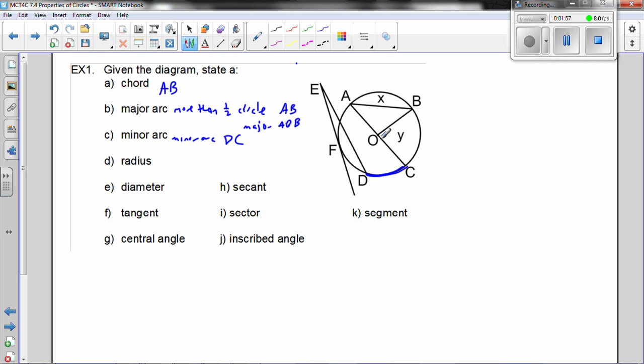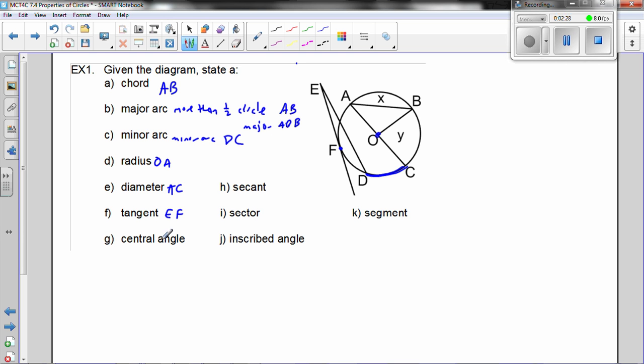A radius. Well, there are a few candidates here, but any time I start in the middle and go to the outside, we've got a radius. And that one we're familiar with. The only diameter here is AC. I suppose we could have said CA. A tangent. A tangent is a line that touches the circle only at one spot. Right? EF is a tangent. And the line through EF.